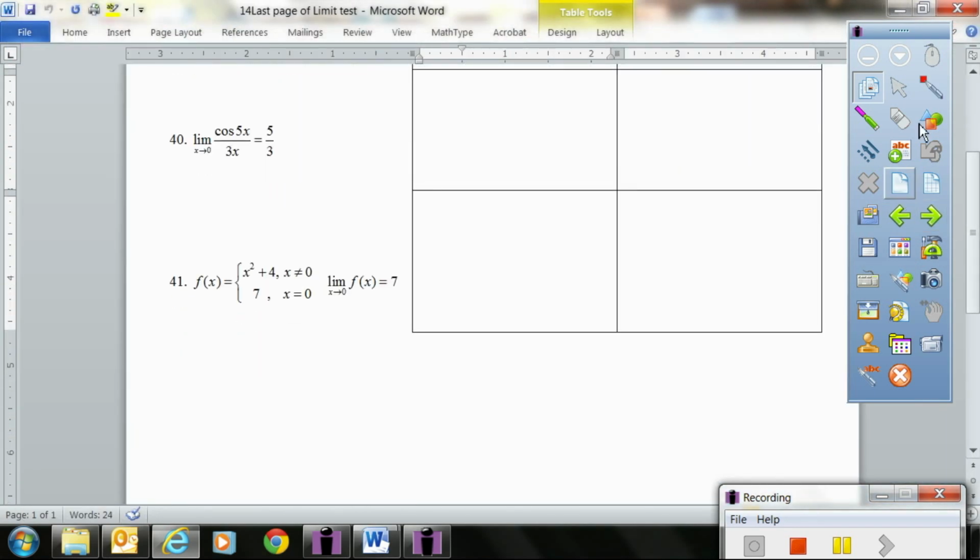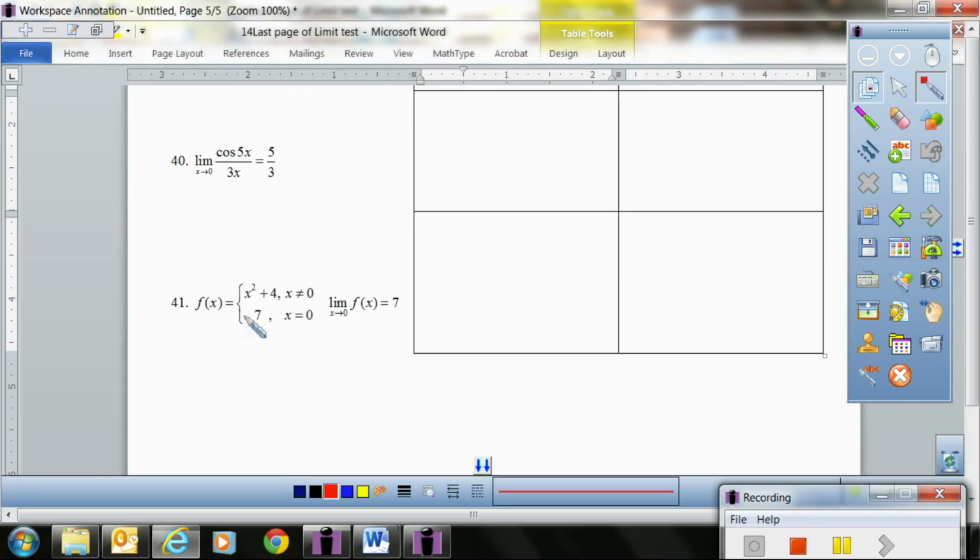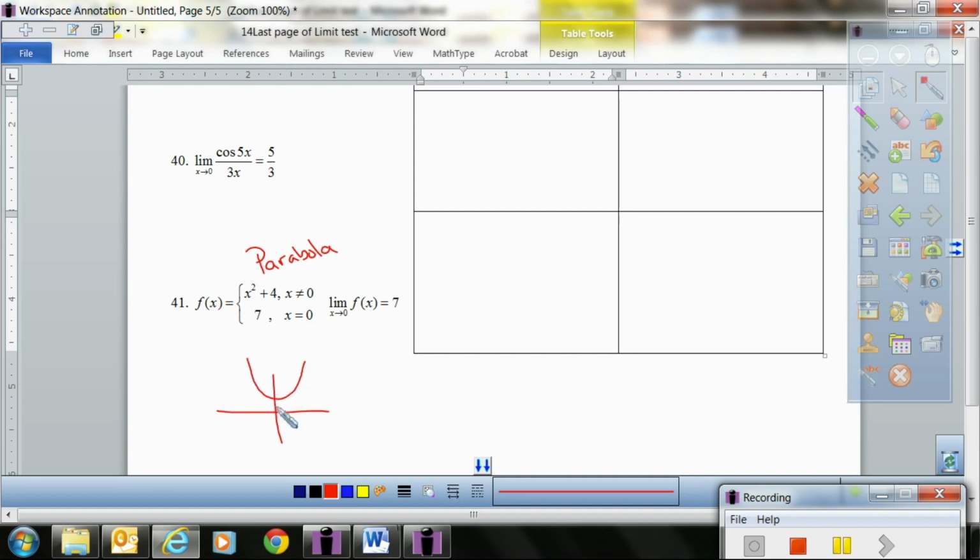Oh, I think there's just one. This is the doozy. So here's the answer. It's 7, because 0 goes to 7. Well, we know that this is a parabola, and somebody took a point out of it. So this is that up parabola that we talked about a minute ago, and at 0, somebody just plucked a point out, right? They just plucked the point out right there.